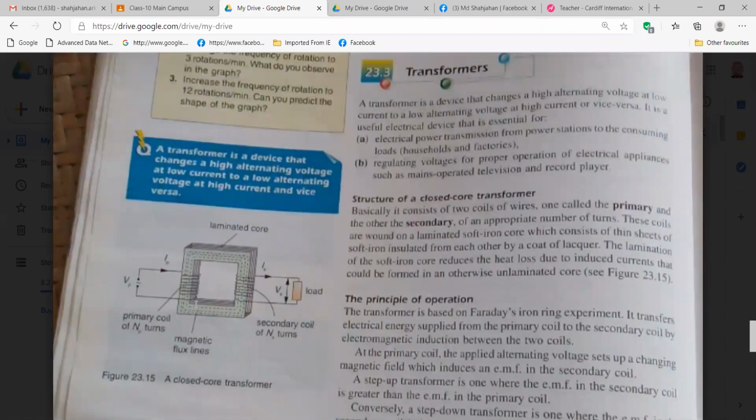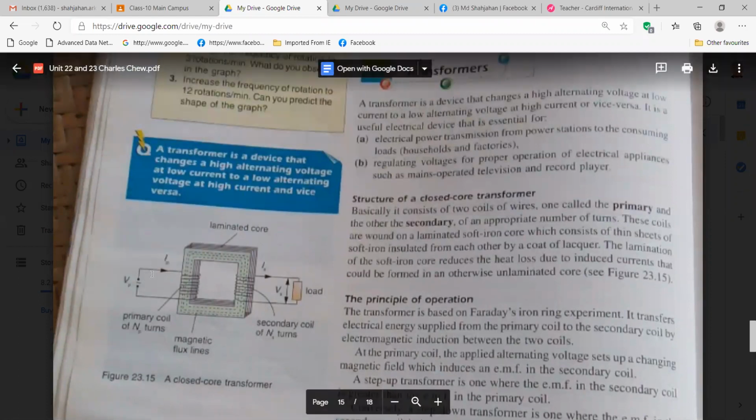Now you look, here we have VP, IP, and where did it go?